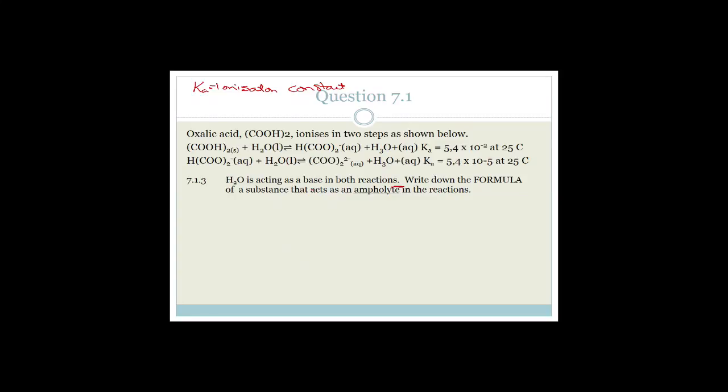Now it says write down the formula of a substance that acts as an ampholyte in these reactions. And what is an ampholyte? An ampholyte is something that can act as both an acid and a base. So if you look over here, this is acting as a base, which means that this is acting as an acid. And do you agree that this one here is giving away a hydrogen to become a base? So yes, it is a base, and these two are conjugate acid-base pairs. Over here, they tell you that this is acting as a base, which means this is acting as an acid. But that is the same as this. So therefore, which of these substances is acting as both an acid and a base?